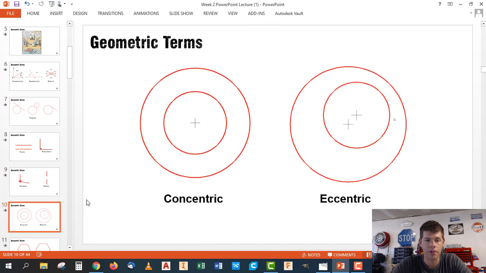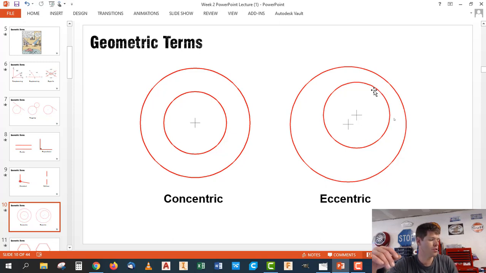Okay, so moving on. A couple other terms. Concentricity basically means if I have two things that are round, they share a center point. They're concentric with one another. Okay, I can also have eccentricity. So eccentricity would mean that I have two round things and they are off-center with one another. They do not share a center point.